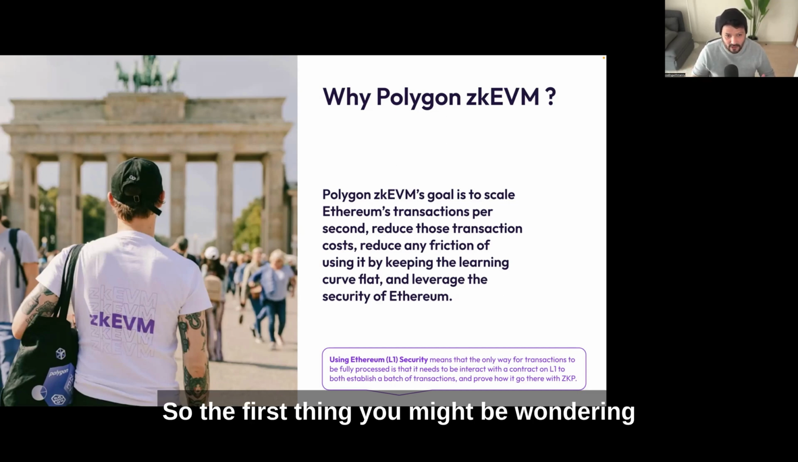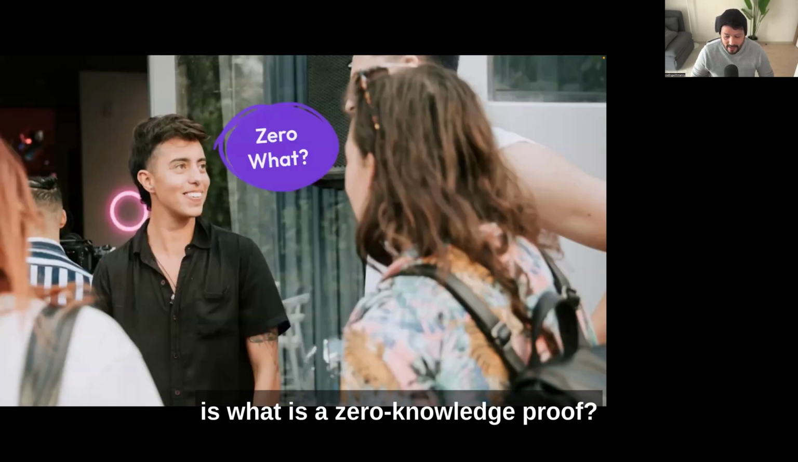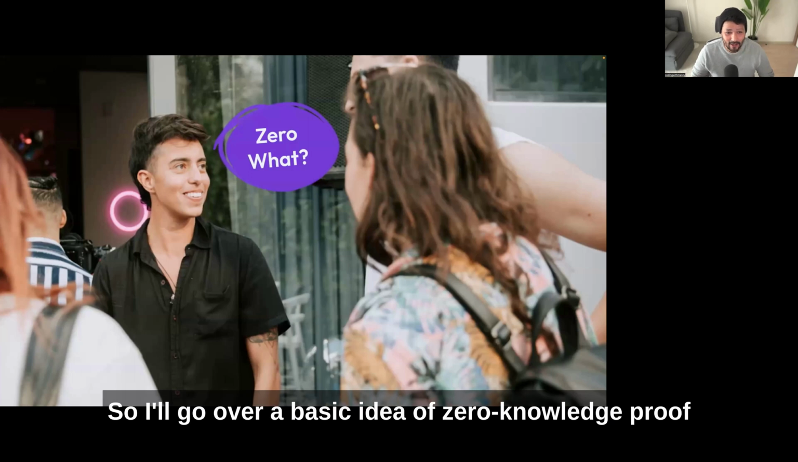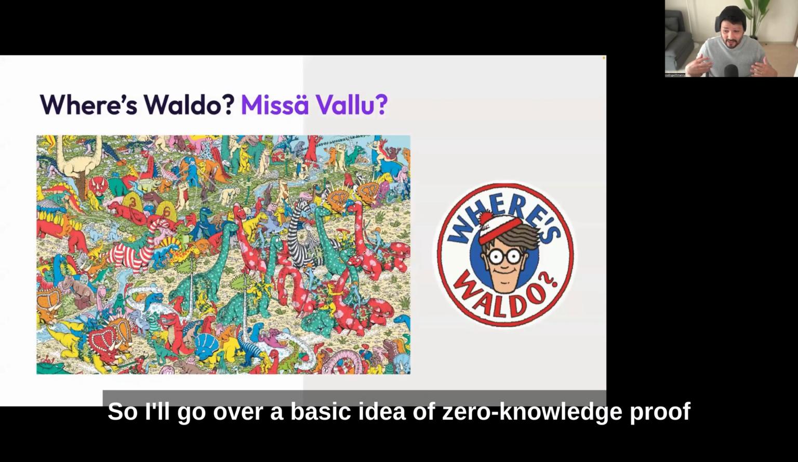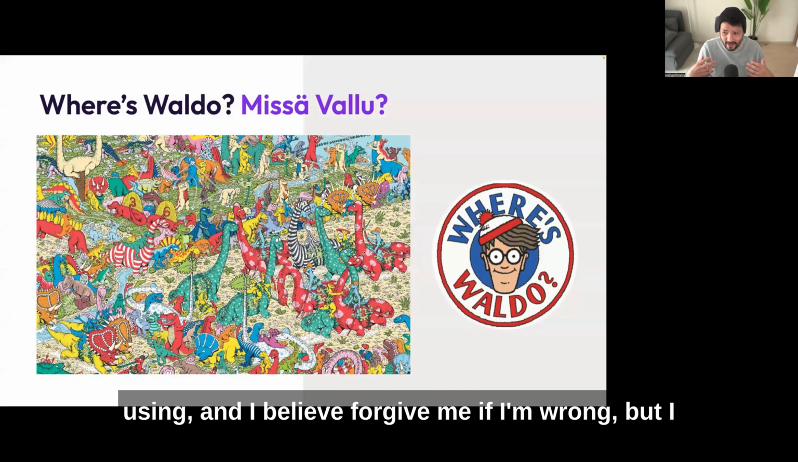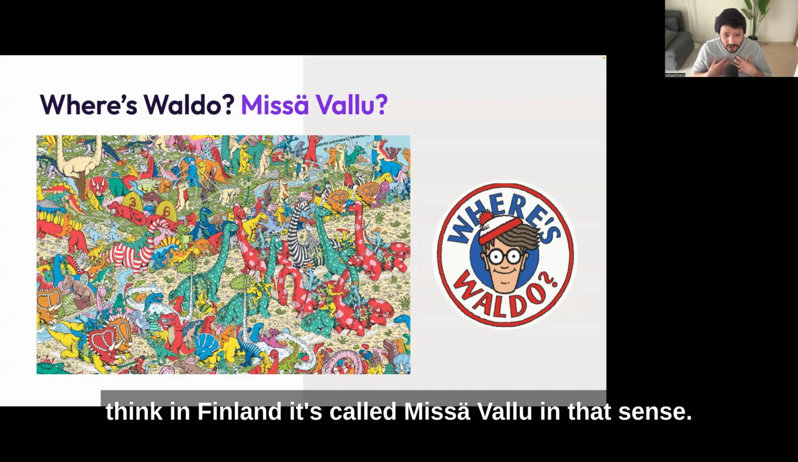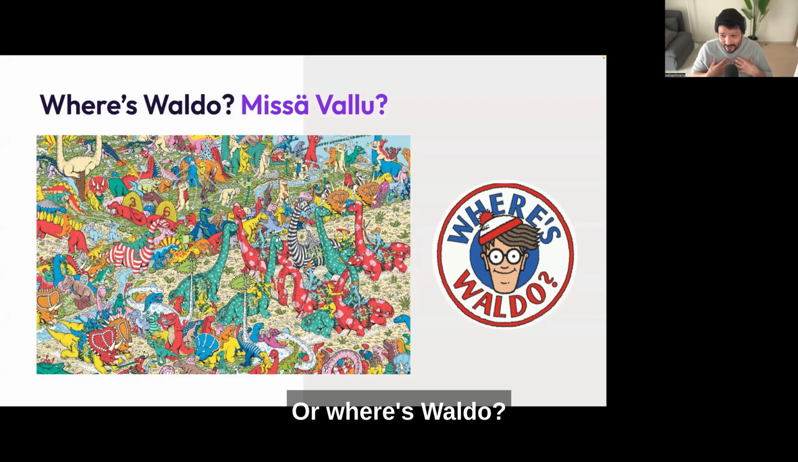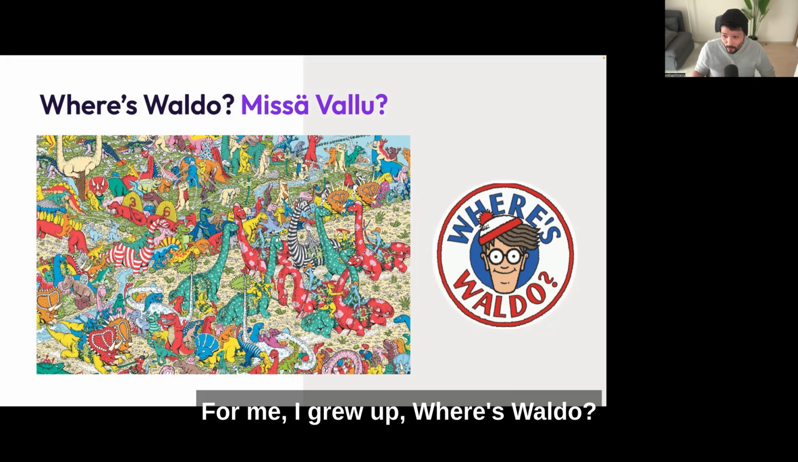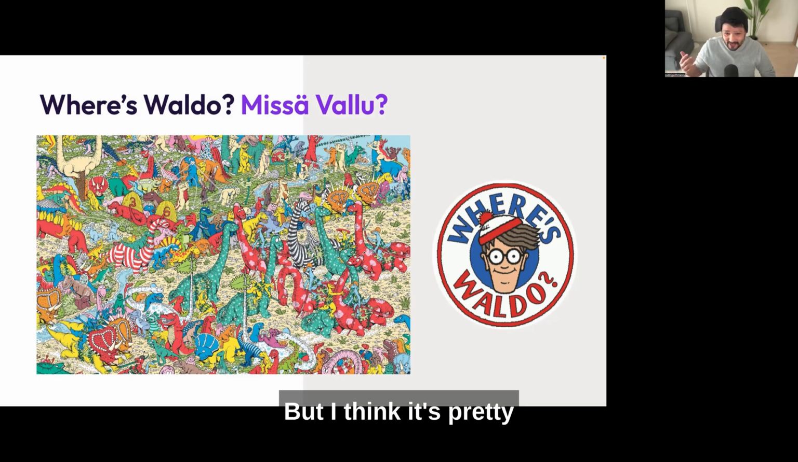So the first thing you might be wondering is, what is a zero knowledge proof? Zero what? I'll go over a basic idea of zero knowledge proofs using, and forgive me if I'm wrong, I think in Finland it's called Misha Valu, or Where's Waldo. For me, I grew up with Where's Waldo, or in French we said Où est Charlie? But I think it's pretty international with Where's Waldo in terms of this game.